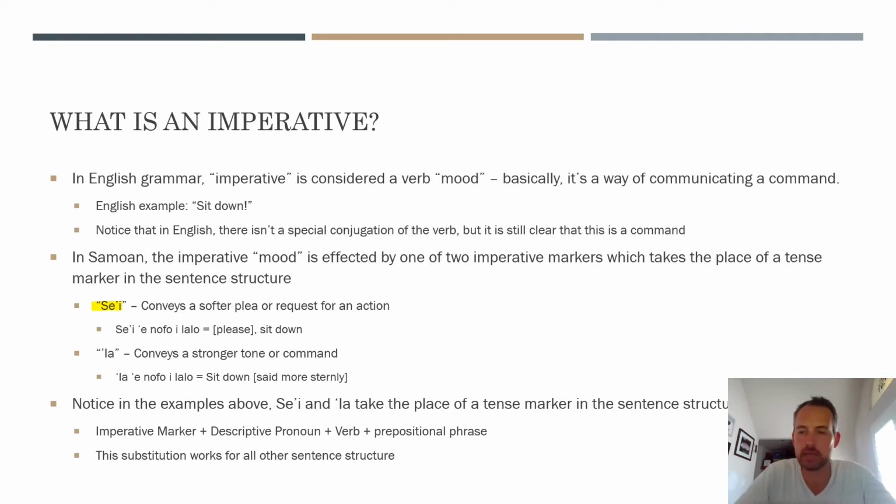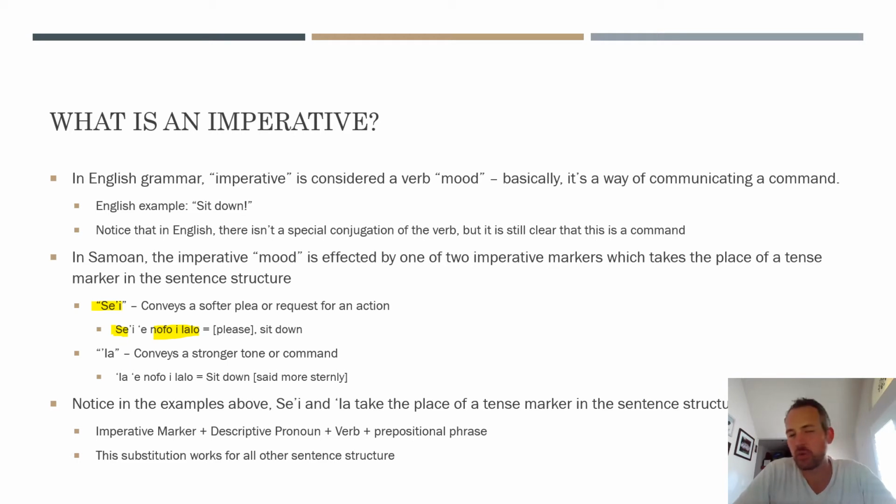So actually, yeah, the example I've got here is se'i e nofo i lalo. Se'i e nofo i lalo. So again, what we're using here is the imperative marker se'i. E in this case is the descriptive pronoun for you, singular. And then nofo i lalo is our verb and then prepositional phrase. So nofo is to sit, i lalo is down. It's kind of to down, the way that it would translate.